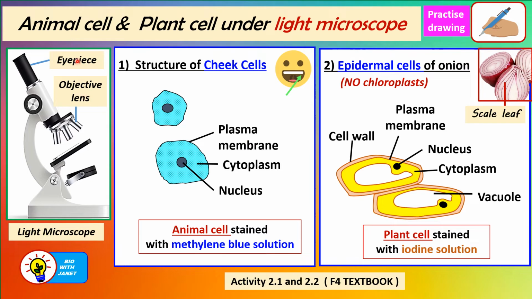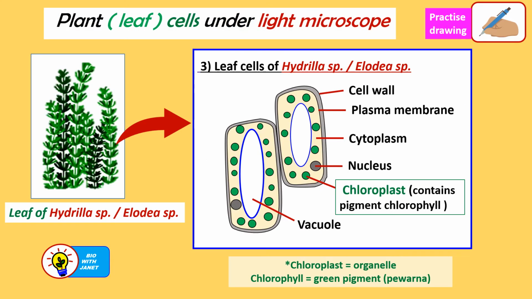Now, how would the chloroplast look like under the light microscope? So now we are going to discuss the structure of a leaf cell, which is also a plant cell. Now let's discuss how the typical leaf cells would look like under the light microscope. So for the leaf cells, we can use the leaf of Hydrilla species or Elodea species, which are both aquatic plants that live submerged in the water, in the pond water.